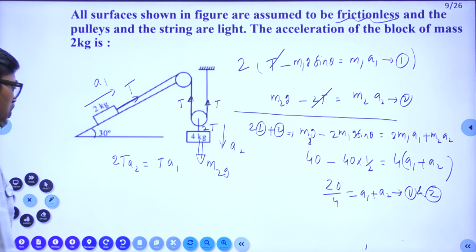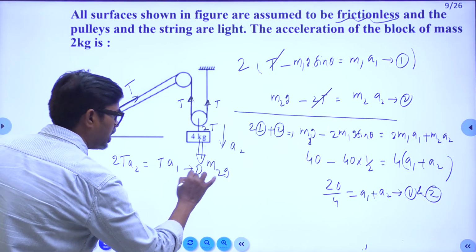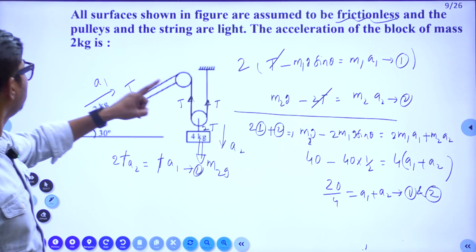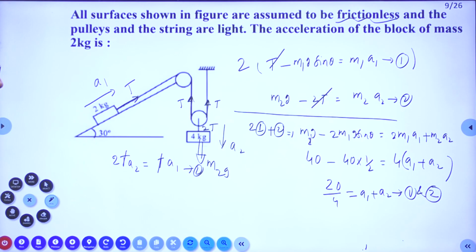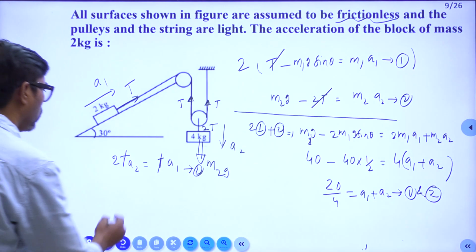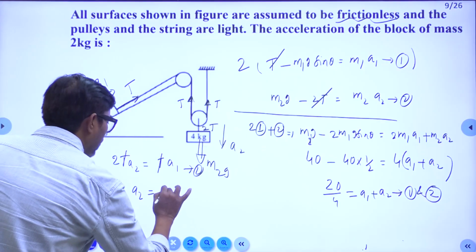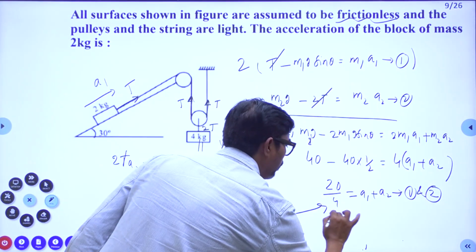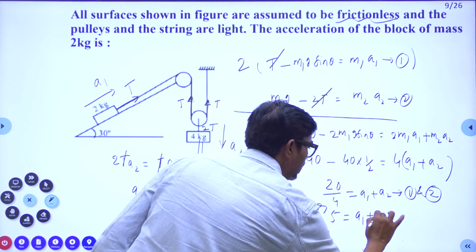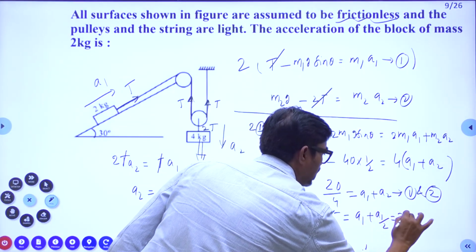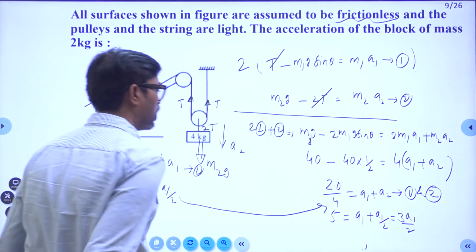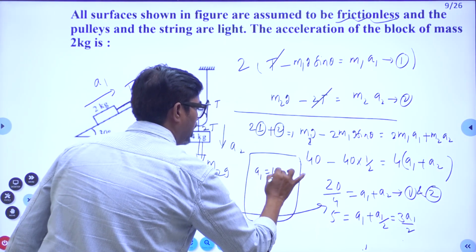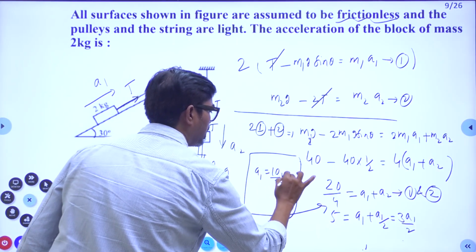Differentiating, you will get acceleration also. This is the second equation I will get, right? 2A2 equals A1. What are they asking? Acceleration of the 2 kg block. I want A1 only, which means I can eliminate A2. So A2 equals A1 by 2. I will take that and substitute here. What do I get? 5 equals A1 plus A1 by 2, that is 3A1 by 2. So from there I will get A1 equals 10 by 3 meter per second square.